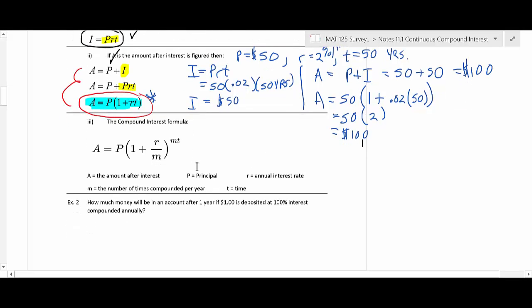So here's the compound interest formula, and you want to know what everything is in here. A is the amount after interest, P is the initial amount, R is your interest rate. But what's different about this is M is the number of times you do interest in a year. So if you did interest monthly, then you would do 12 times a year, right? If you did interest daily, it would be 365, although some financial institutions do 360 as a common practice.